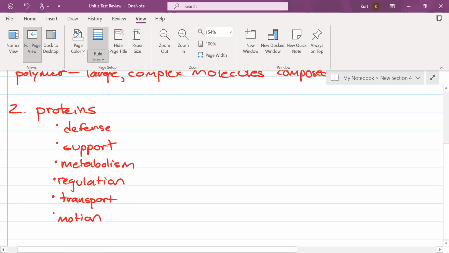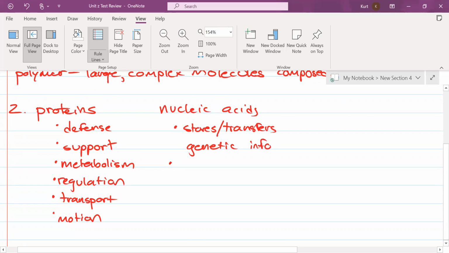Sloan, tell me another one. Okay. All right. Stores and transfers our genetic info. And what does RNA do? You described DNA. What does RNA do? Synthesizes what? How'd you know? Synthesizes proteins. All right, 2 down, 2 to go.